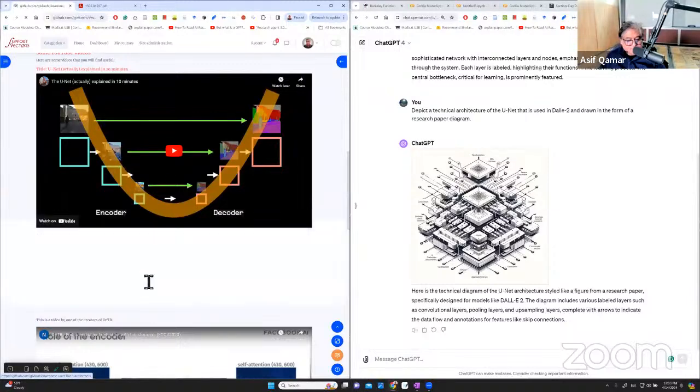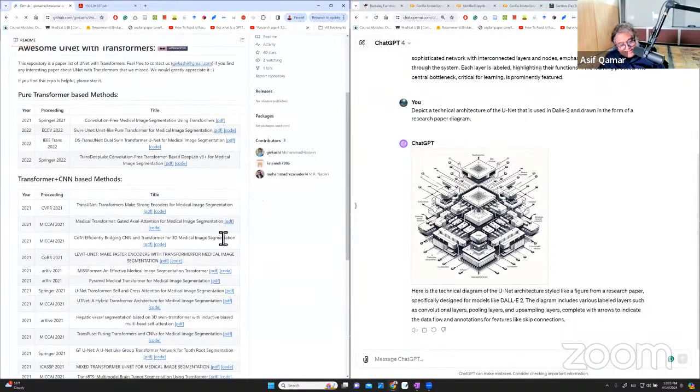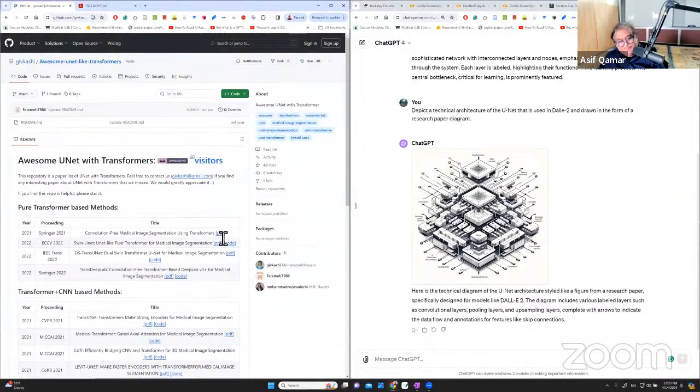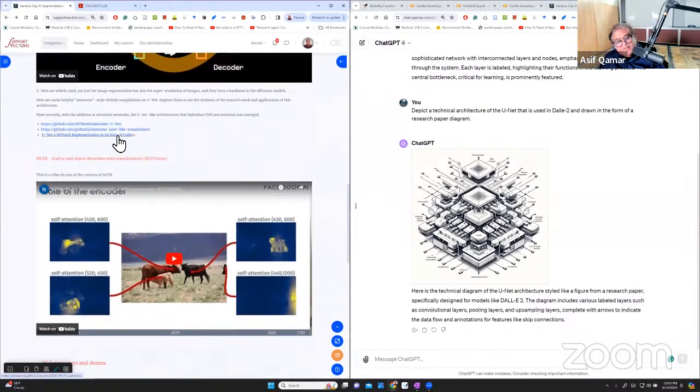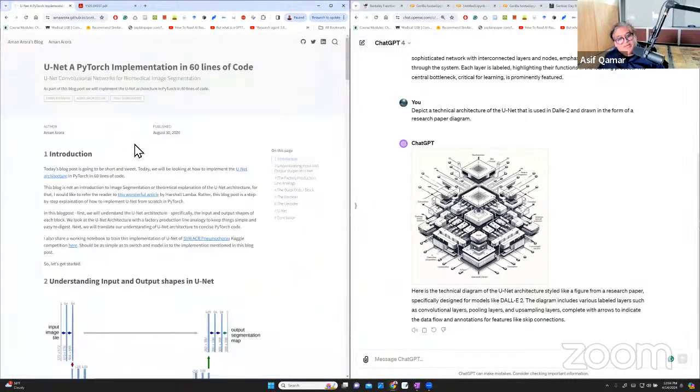Then there are transformer variants people have created of the unit architecture. It is awesome units with transformers. You don't have to do it with CNNs. You can do it with transformers. People have done that. There are more recent papers. And lastly, I would encourage you to read this particular thing: unit, a PyTorch implementation in 60 lines.